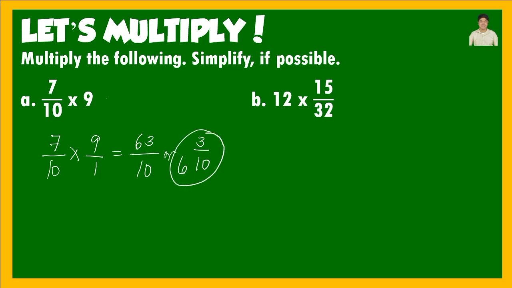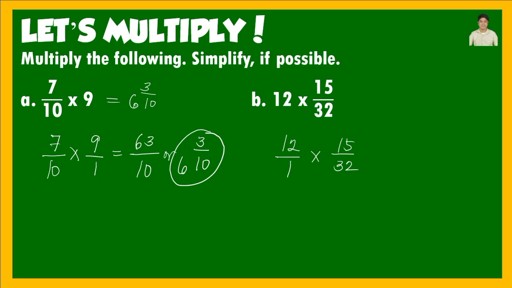So, sulat natin dito, 6 and 3/10. So, kapag iniwan kasi natin siyang 63/10, hindi po yun considered. Okay, so kailangan kasi nakasimplify. Kailangan mixed number. Next, 12 times 15/32. So, magiging 12/1 times 15/32.